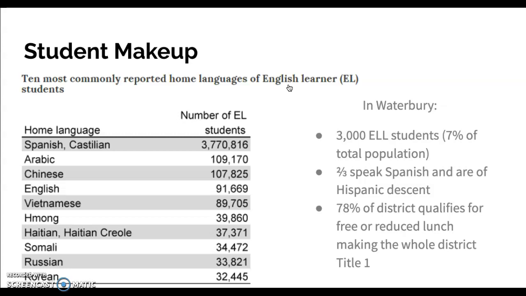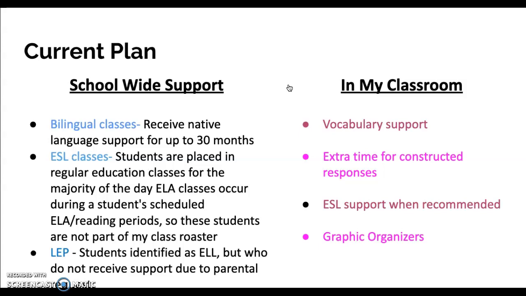And then if you look at my district in Waterbury, 2/3 of the EL population speak Spanish, are of Hispanic descent, and then an overwhelming majority of my students, 78%, fall below the poverty line, so low-income Hispanic students. That Venn diagram tends to have a lot of crossover, where it's a high population of the students I work with. The current plan is pretty simple for the school. It's the breakdown that's pretty general.